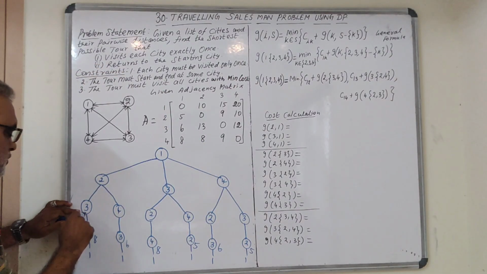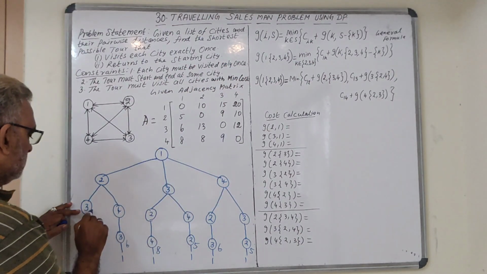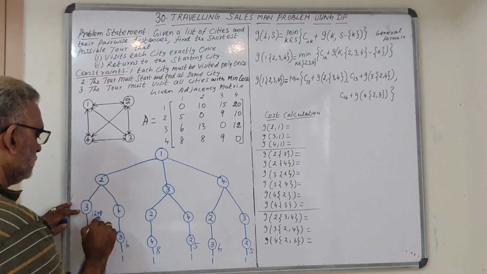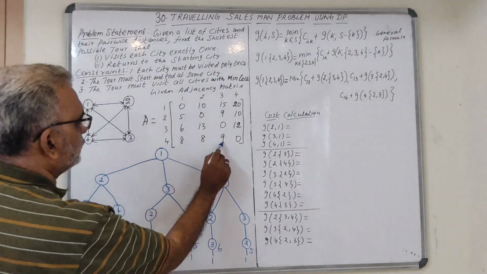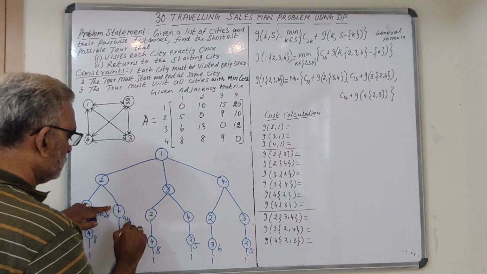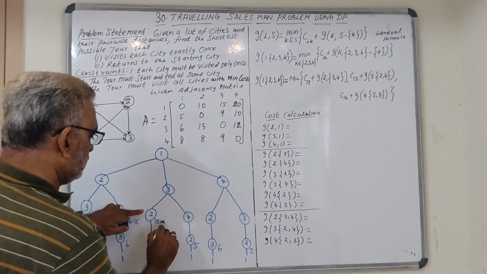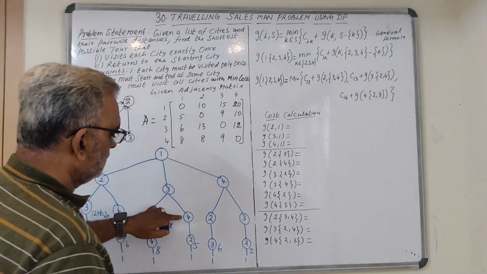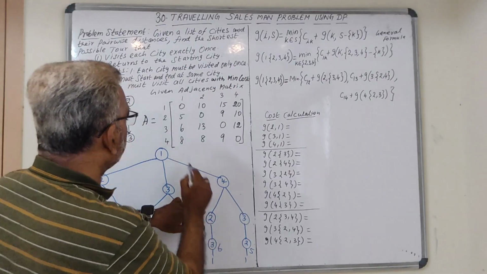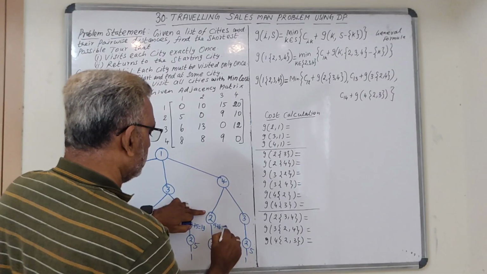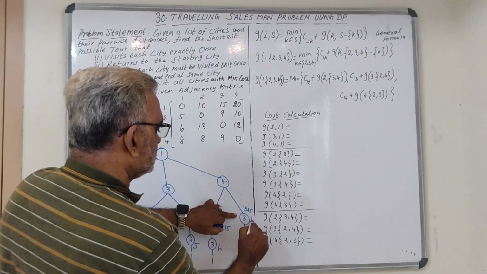Let us move on to the next level. From this level, find out the cost. From 3 to 4, it is 12, but we have to add the previous value also, so we get 20. Similarly, 4 to 3 is 9, add the previous value, it is 15. 2 to 4 is 10, add the previous value, so you get 18. 4 to 2 is 8, 8 plus 5 is 13. 2 to 3 is 9 plus 6, it is 15. 3 to 2 is 13 plus 5, it is 18.